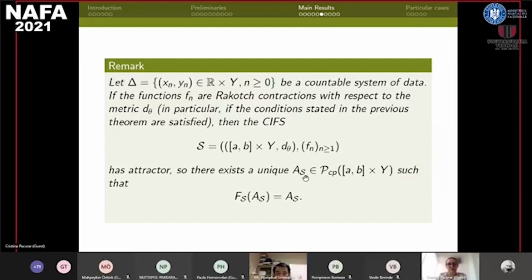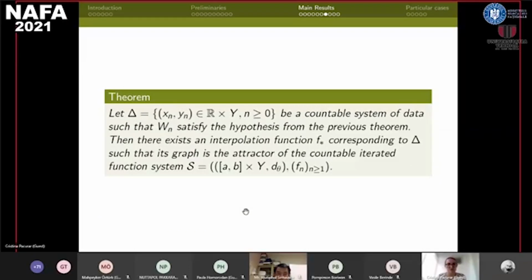attractor, which means that there exists a unique A sub s, which is a compact subset of the space, such that the fractal operator of this A sub s is A sub s, and the attractor is a fixed point of the fractal operator.